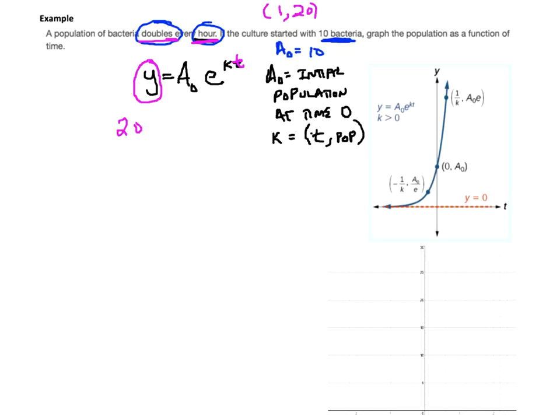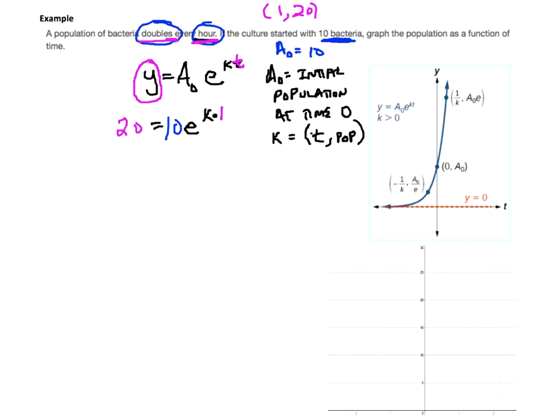So I have 20 equals my A sub 0, my initial population 10, multiplied by e raised to the k times my time, which is 1. From my 1 hour later, we have 20 bacteria. So now I just need to solve for k here.